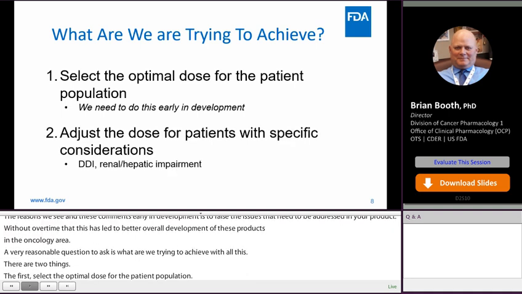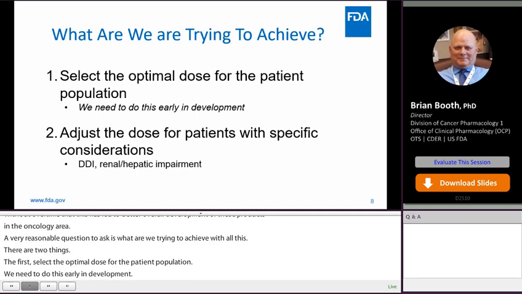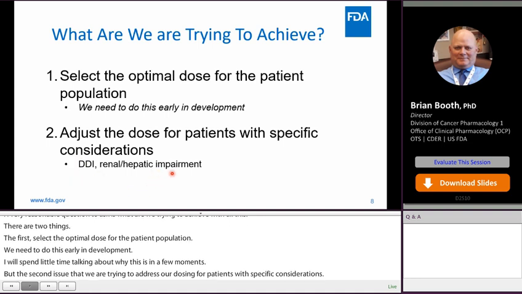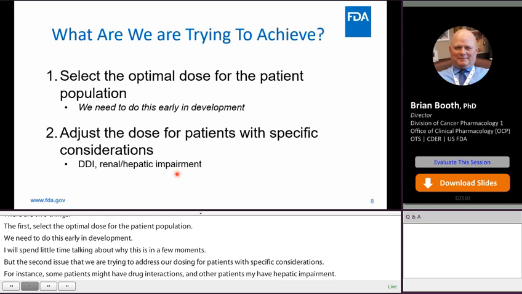But the second issue that we are trying to address is dosing for patients who have some specific considerations. So for instance, some patients may experience drug-drug interactions and other patients may have hepatic impairment. And both of these kinds of situations can have an impact on the exposure of the drug in the patient, and that can have an impact either on efficacy or on toxicity. And so we need to try to understand these situations for these patients and to provide appropriate dosing to accommodate these changes.